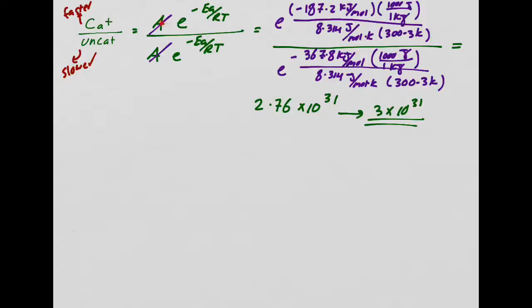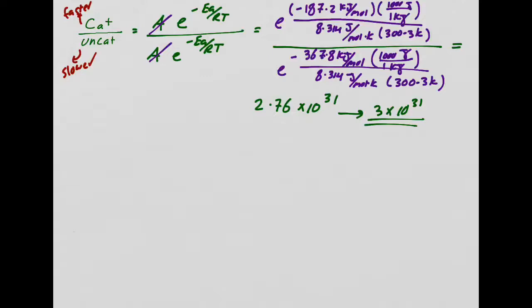These are the 2 equations. I can cross out A based on the problem because they gave me that. Then I'm going to plug these in and divide by each other. Just remember that R is joules over Kelvin mole. That means temperature has to be in Kelvin and activation energy has to be in joules, so I had to convert kilojoules to joules. So I get this number.